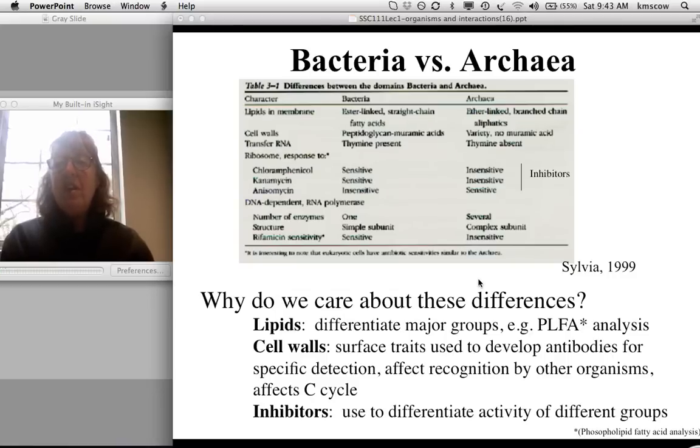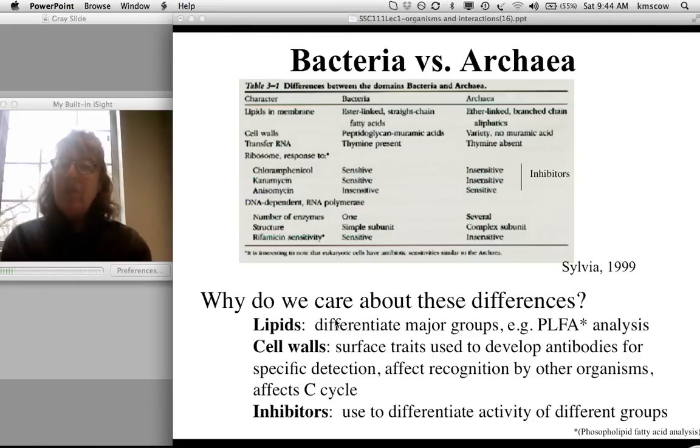Here's a table comparing bacteria and archaea, and again, look at the differences. There are differences in their lipids, ester versus ether-linked, and peptidoglycan or not. There are also different responses to different antibiotics or inhibitors. I just wanted to step back here and take stock of why these differences are important to soil microbiologists.